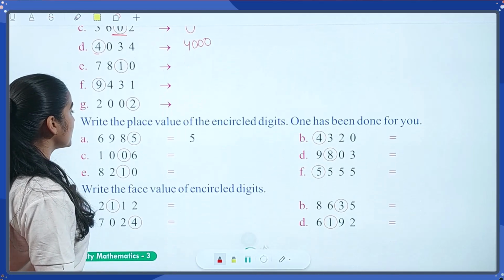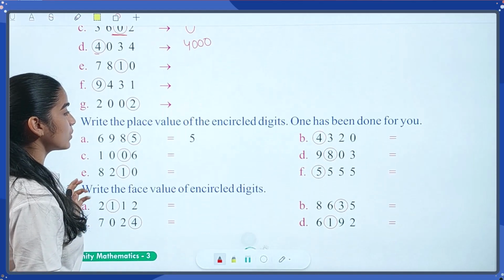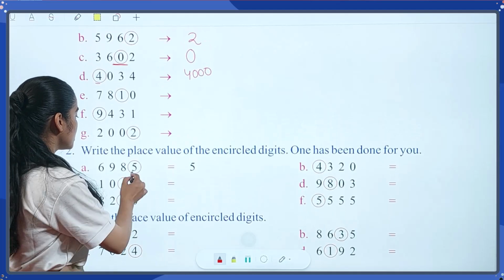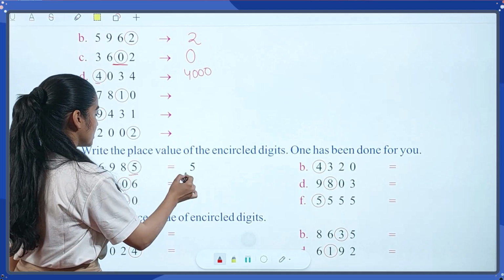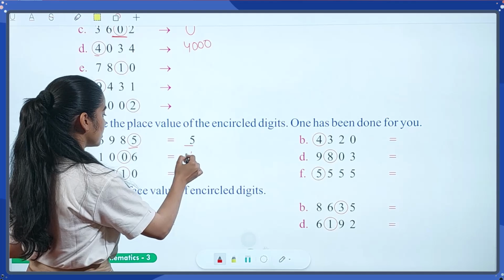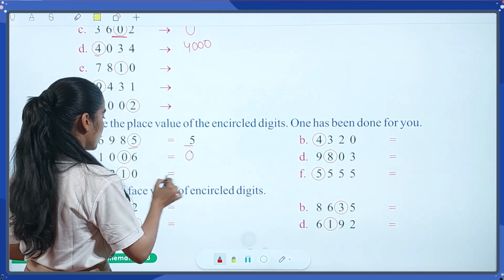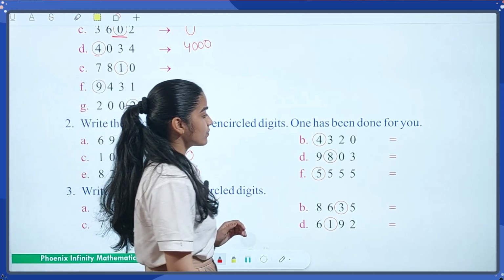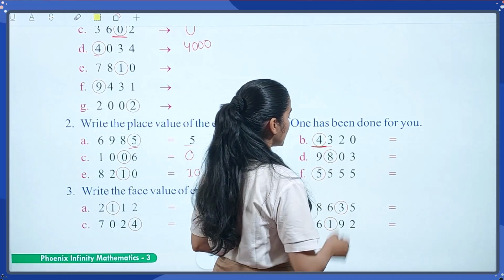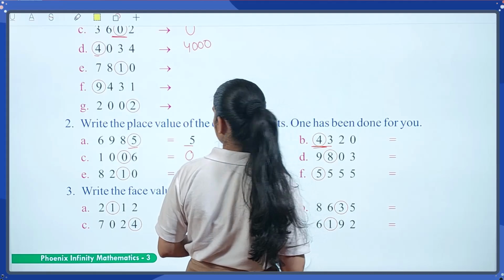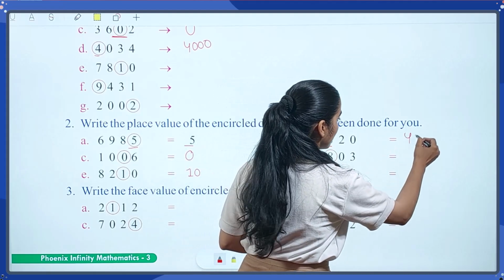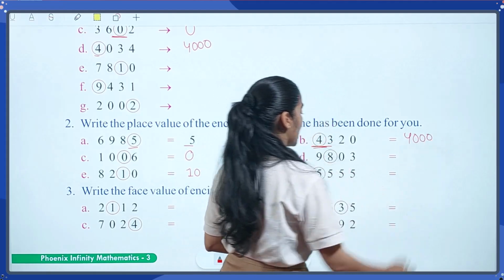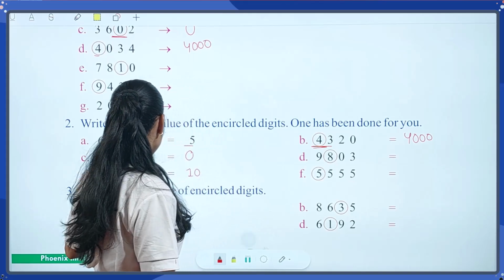Now write the place value of the encircled digit. One has been done for you. So in this we have the place value of 5 is this. Now for 0 we have the 0 place value. For 1 is 10. So we have to write here 10. In this we have the place value at the place of place value. Okay, so we have to write here 4000. So you have to do the rest of the questions in a similar way.